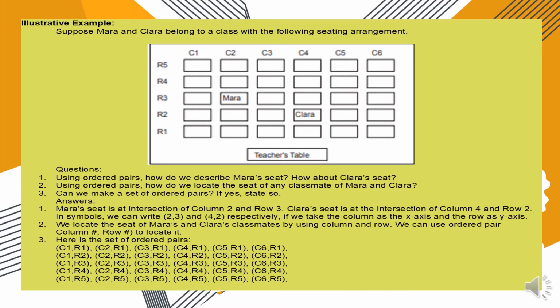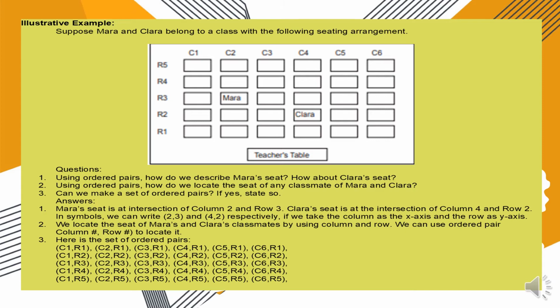We have here our illustrative example. Suppose Mara and Clara belong to the class with the following seating arrangement. So we have row and column. So below is the teacher's table. So we have the following questions. First, using ordered pairs, how do we describe Mara's seat? How about Clara's seat? And for the second, using ordered pairs, how do we locate the seat of any classmate of Mara and Clara? Can we make a set of ordered pairs?